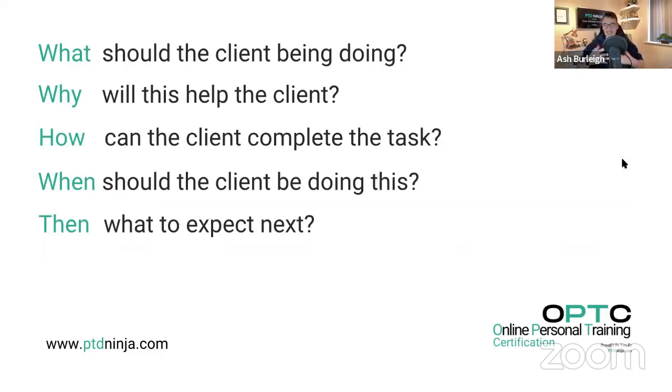So I'm going to talk about that clarity again a little bit here. This is a simplified version of it. You can break this down to a few more steps. But this here is the what, why, how, when, and then approach to content. So every piece of content you put in for a client, everything you get your client to do or ask them to do, you should explain to them what they should be doing. Why will it help the client?